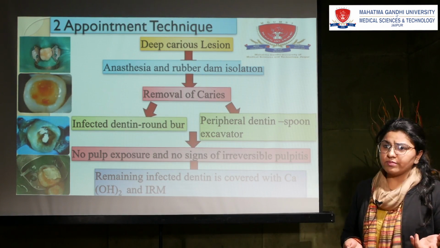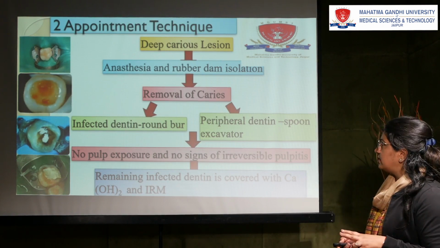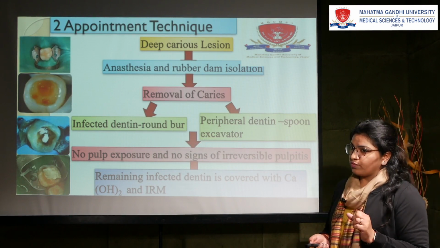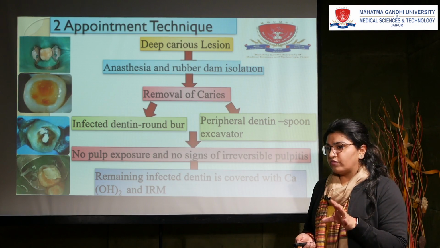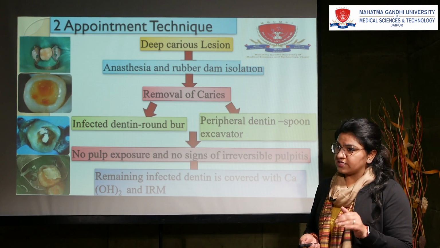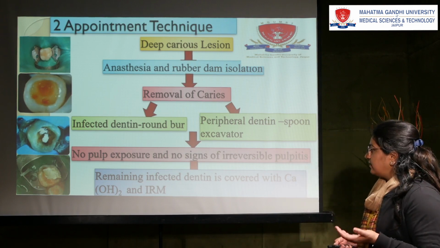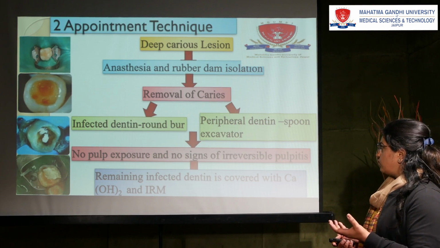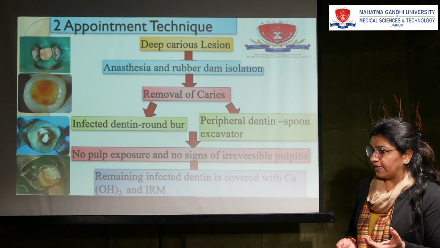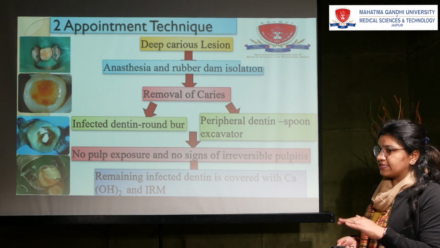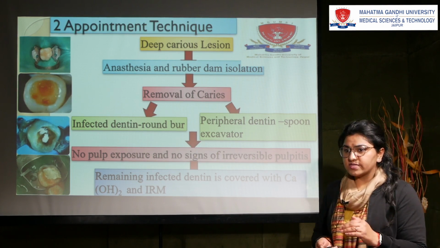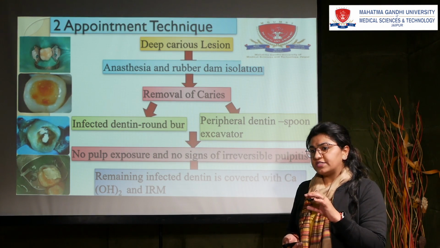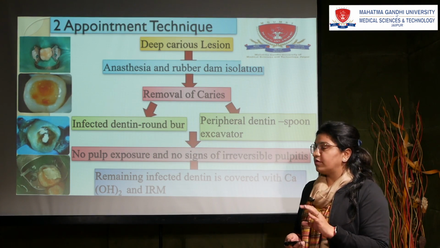There could be 2 appointments or 1 appointment. In the 2 appointment technique, first we have to provide the anesthesia, the rubber dam isolation, and then we remove the caries. While removing the caries, we are removing the infected, leaving the affected. And once we see that there is no pulp exposure and no signs of irreversible pulpitis, we cover the remaining affected dentine with calcium hydroxide, and then we place an intermediate restorative material. That is a temporary material we are placing.